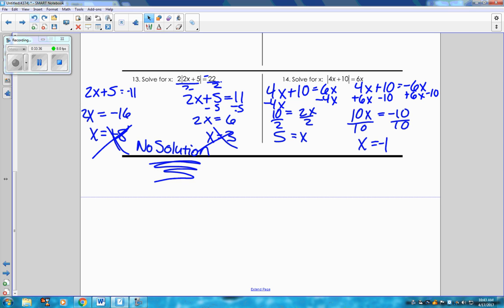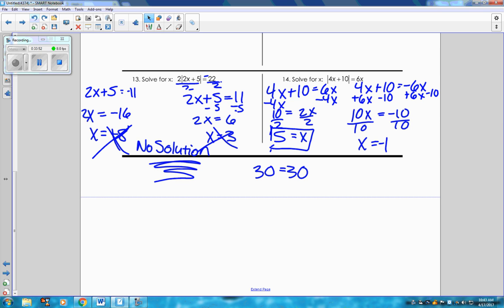4 times 5 is 20 plus 10 is 30. So this one, I get 30 equals, what is 5 times 6? 30. Does this work? Alright. Let's try the next one.